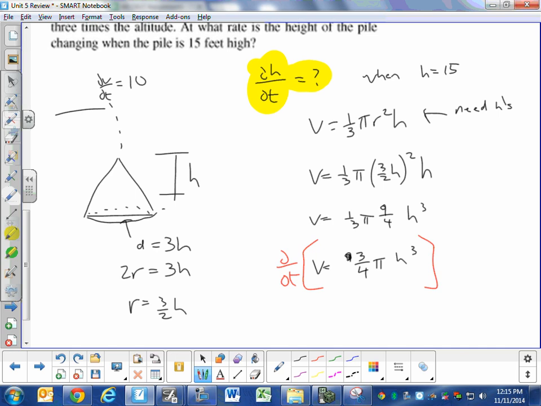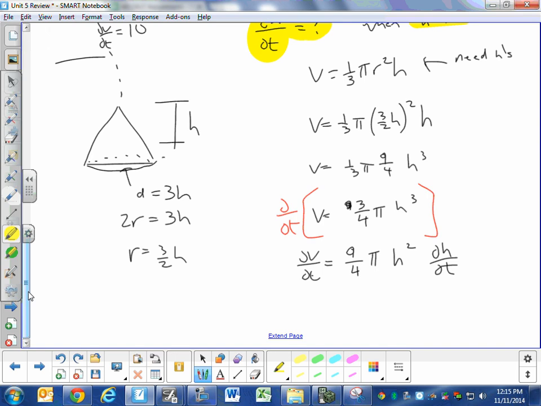I have a simplified equation. I just have h's and v's. Once I take the derivative, dV/dt is equal to, I'll go ahead and just multiply the 3 by this 3, 9/4 pi. This will be h squared dh/dt. I want to find dh/dt when h is 15. 15 is a changing height. The sand pile is growing. So now I would plug in 15. And I would plug in the dV/dt, which is 10, to find dh/dt.